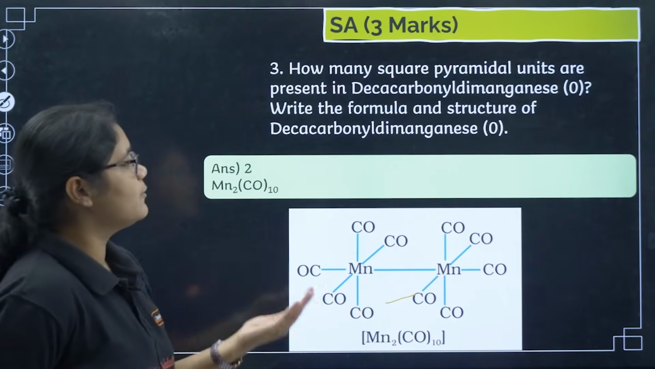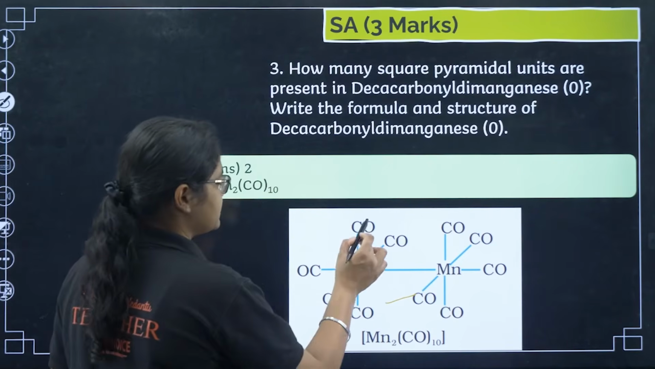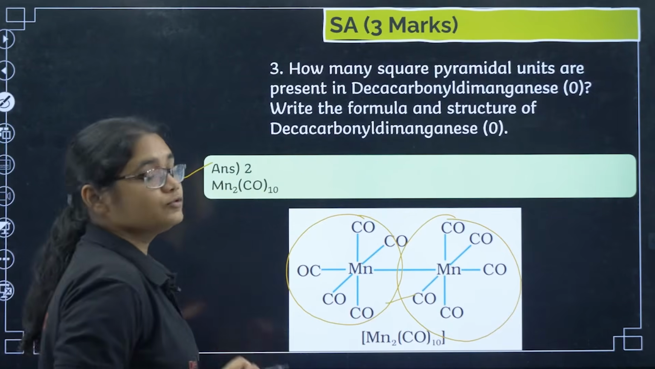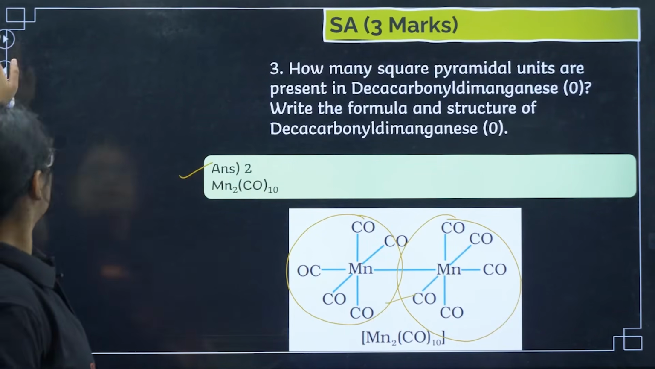So the question is asking how many square pyramidal units. So this is 1 square pyramidal unit and this is another square pyramidal unit. So we have 2 square pyramidal units.